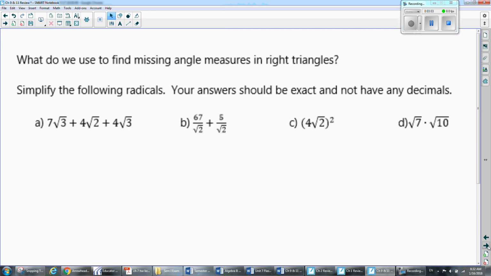Okay, so what do we use to find missing angle measures in a right triangle? That would be either inverse sine, inverse cosine, or tangent inverse. Those are special buttons on your calculators.